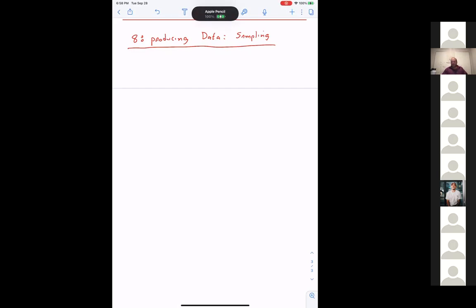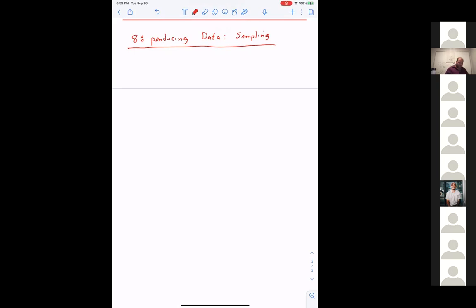Okay, so chapter 8 on producing data, sampling. So up until now, everything has been about using the data once you have it. Getting a mean, getting a median, getting the IQR, finding outliers, doing this, doing that. Everything has been about using the information that you had. But this chapter takes a step back and says, how do you actually get the data in the first place?